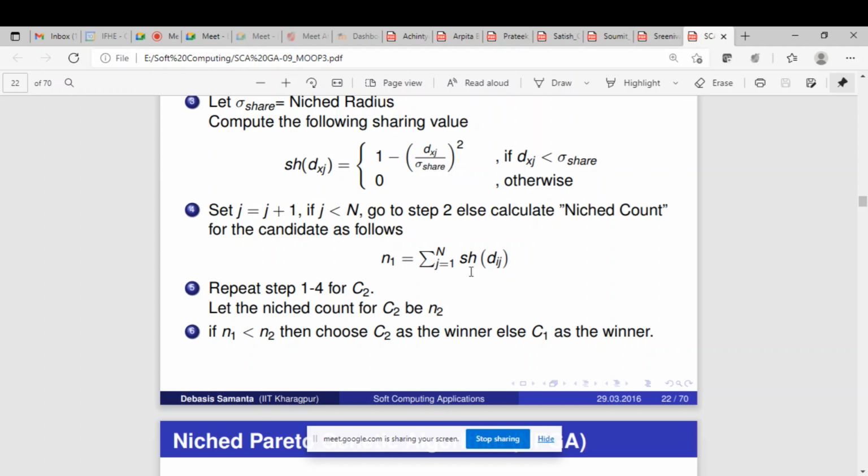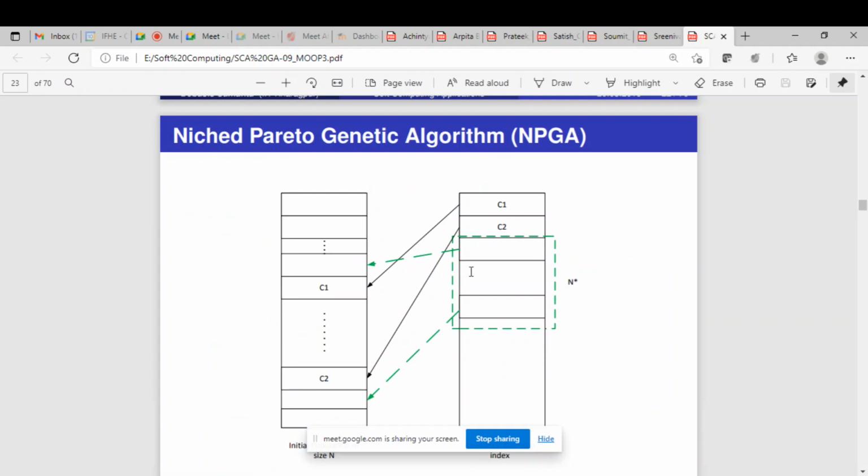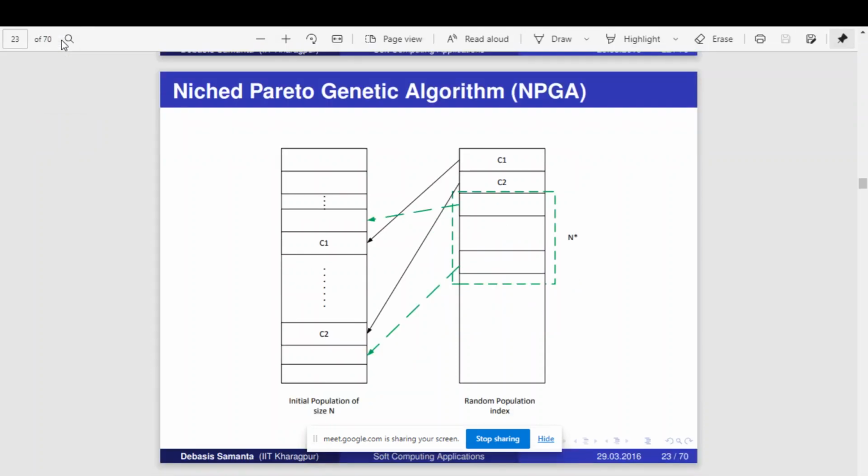That is the algorithm in brief about the niched Pareto genetic algorithm. Pictorially, or in a diagrammatic fashion, this represents the niched Pareto genetic algorithm. That's it, nothing else. So you can see this is the entire population, the initial population of size n. From this we are selecting randomly two solutions, C1 and C2.